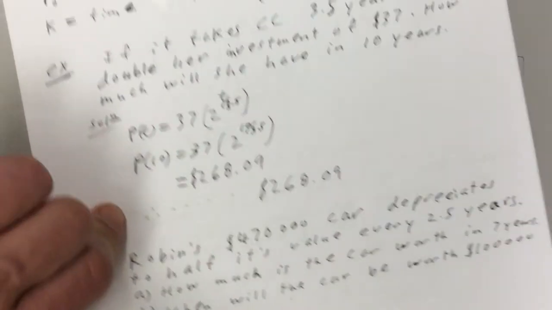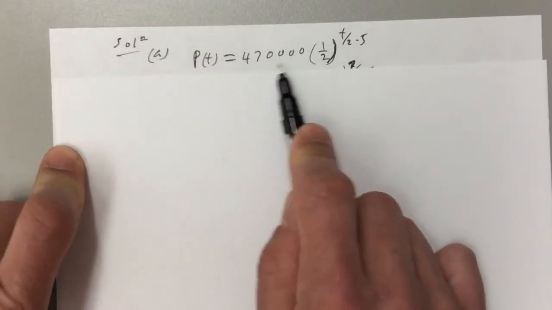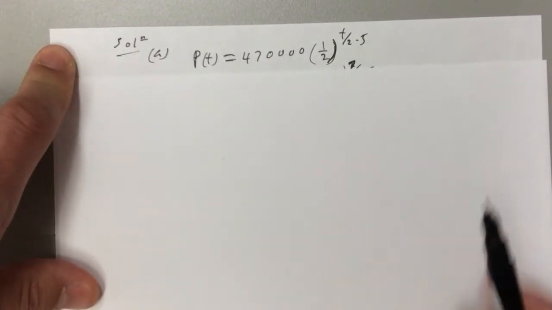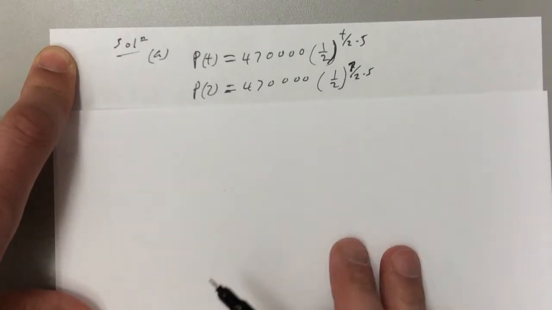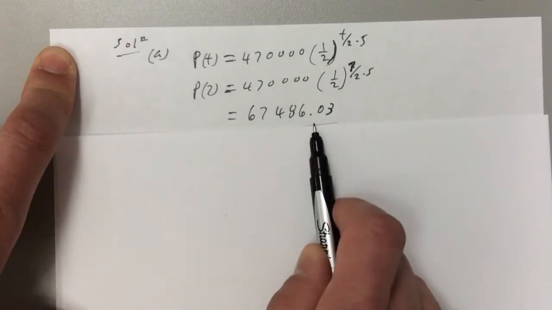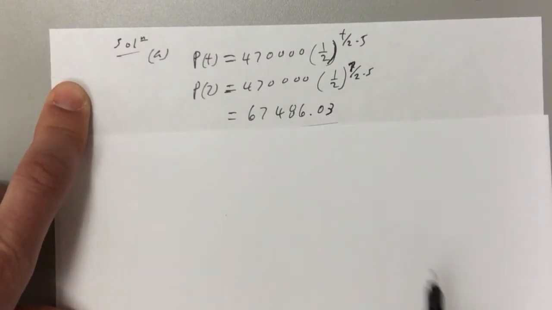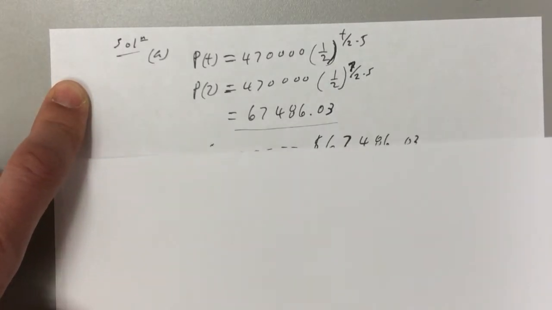All right, here's how we're going to do this. For the first one, we set up the function: P of t equals 470,000 times 1/2 to the t over 2.5. Plug in 7, and you get $67,486.03. It's a half-life problem, so you have to have the base of 1/2 for that one.